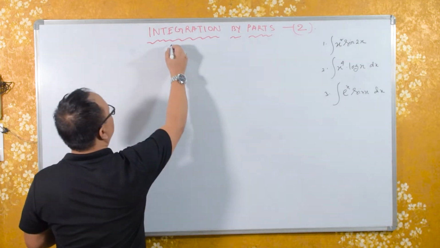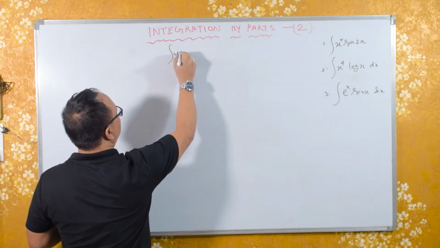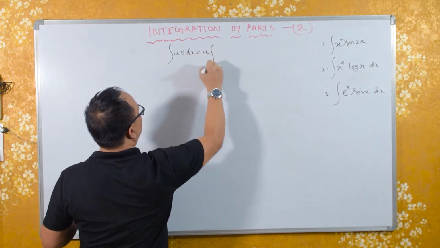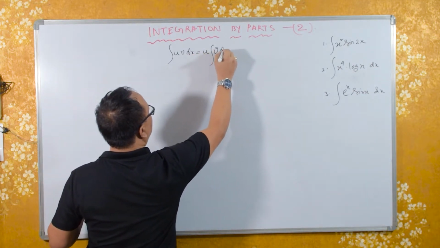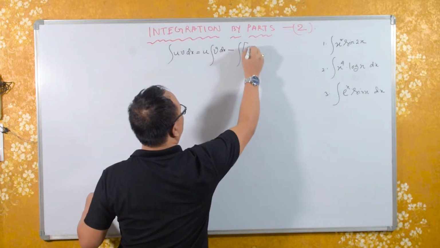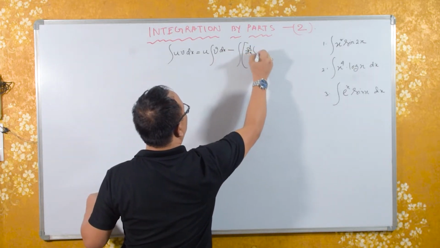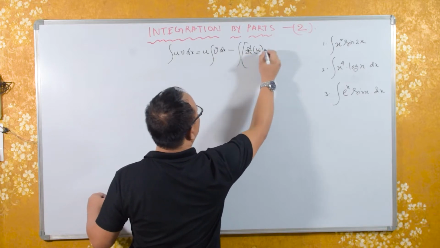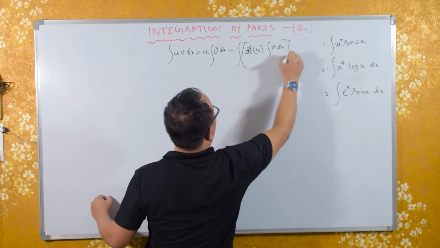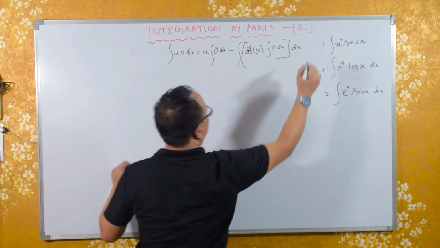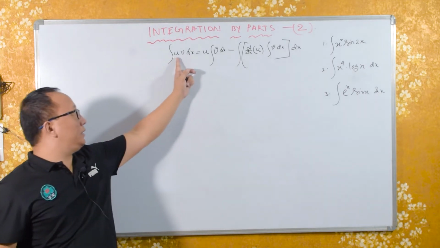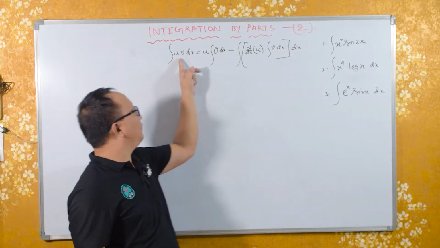We have the integral of u into v dx is equal to u integral v dx minus integral d by dx of u as a first function, integral of second function dx, and whole dx. Okay, now u is the first function I am considering, v is the second function.